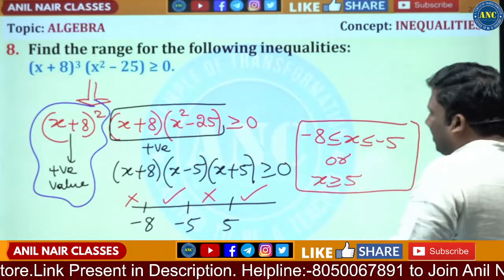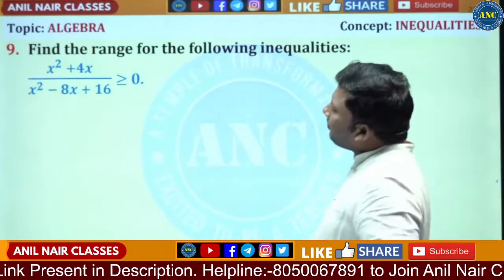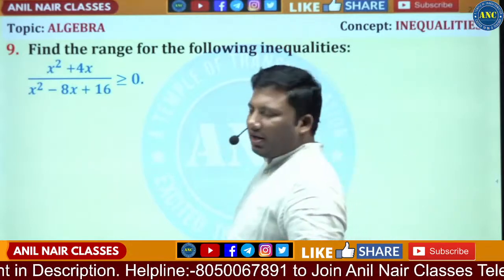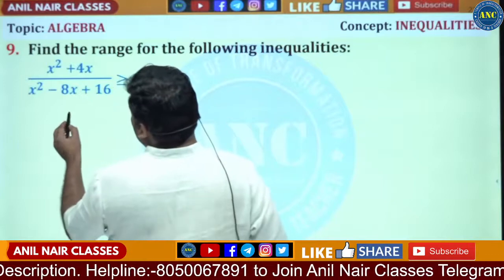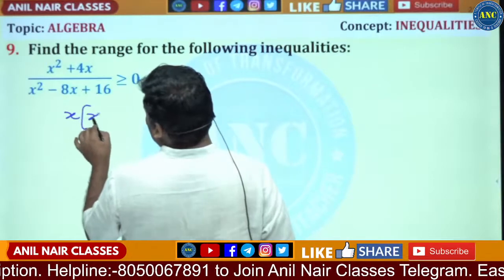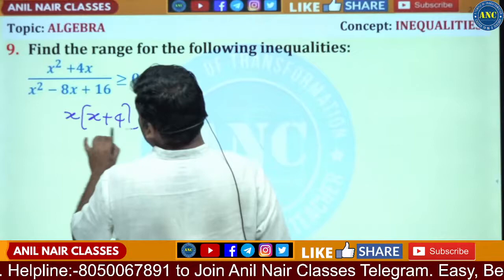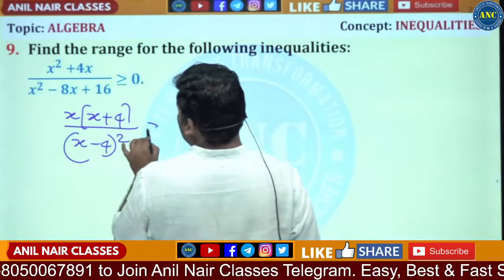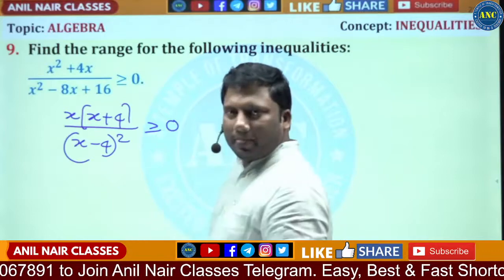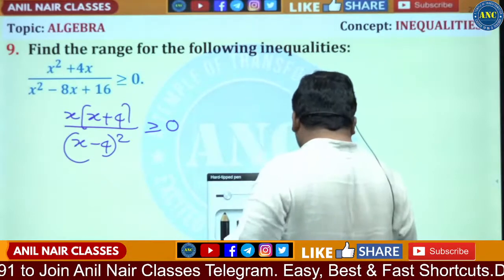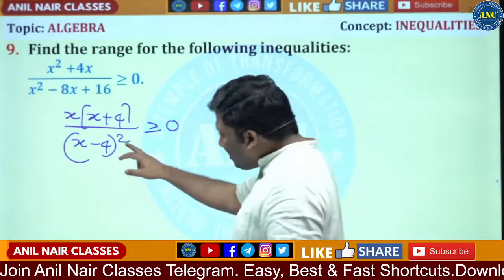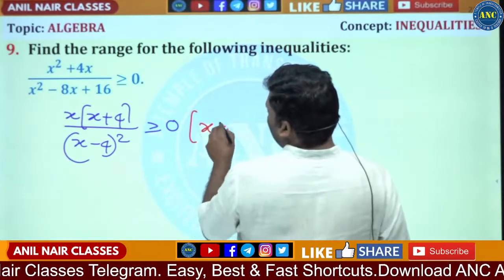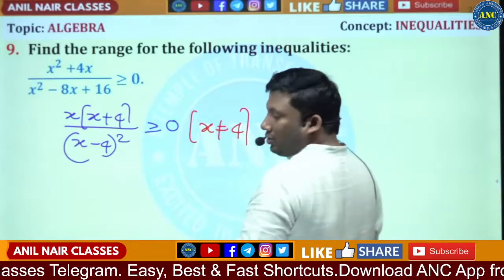Square function related things. Next one. Find the range for the following function: (x² + 4x)/(x − 4)² ≥ 0. So this is x(x + 4) divided by (x − 4) whole square, greater than or equivalent to 0. Now listen carefully. This is a square function, so x cannot be equal to 4.